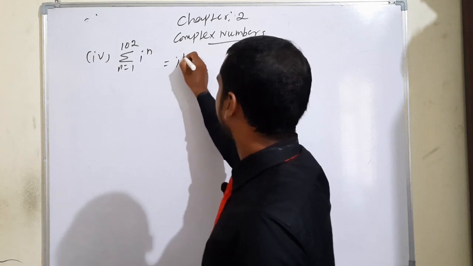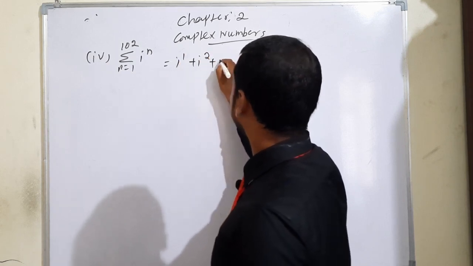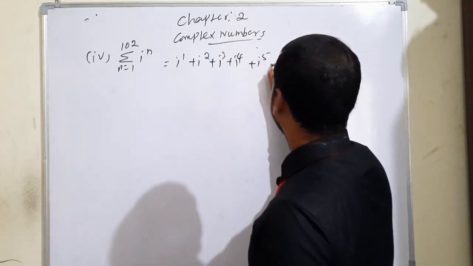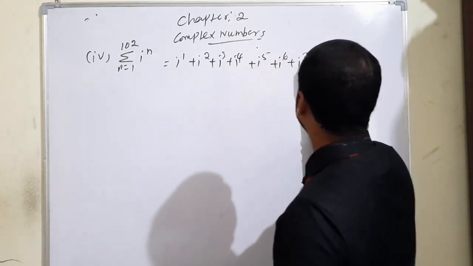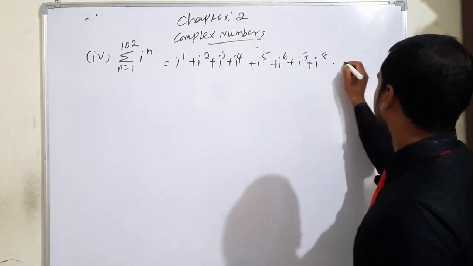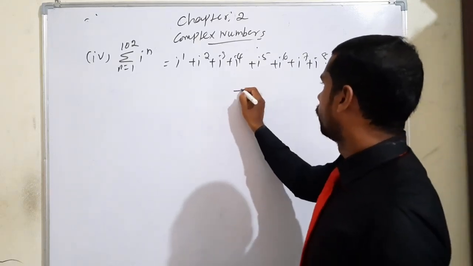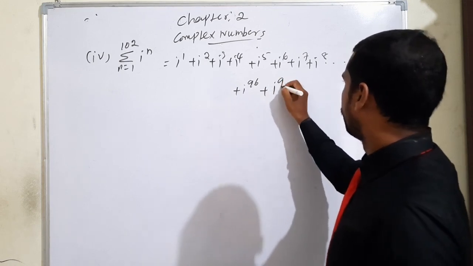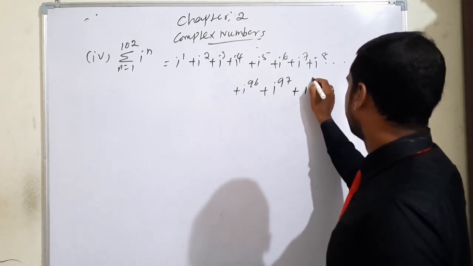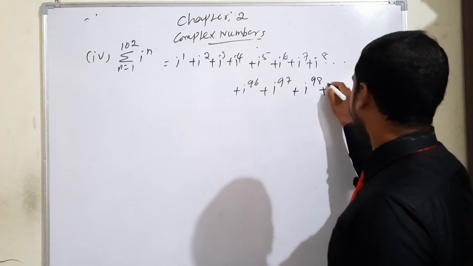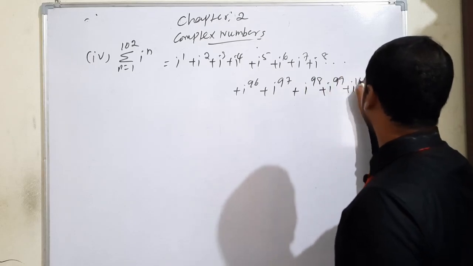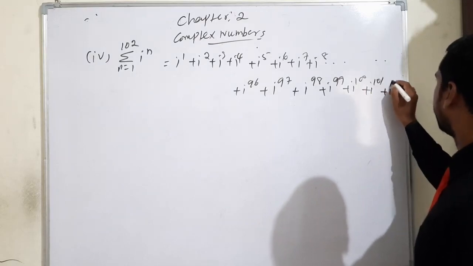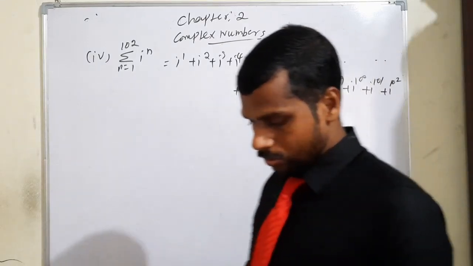What will happen? i to the power 1, i to the power 2, then i power 3, then i power 4, then i to the power 5, i to the power 6, i to the power 7, i to the power 8, dot dot dot. The last ones: plus i to the power 96, then i to the power 97, i to the power 98, i to the power 99, i to the power 100 plus i to the power 101 plus i to the power 102. So look at there.